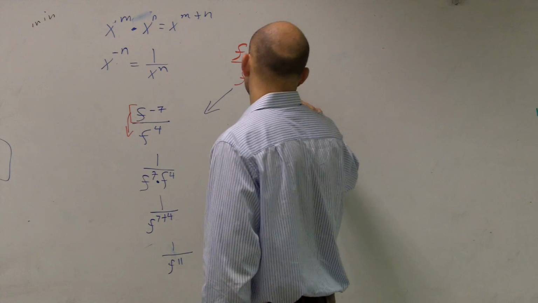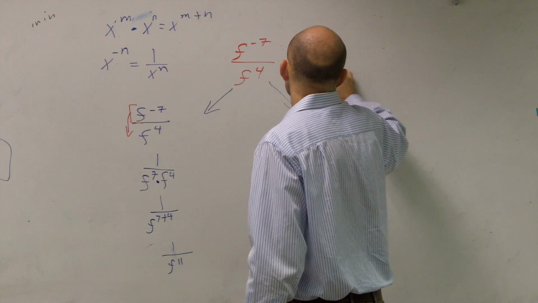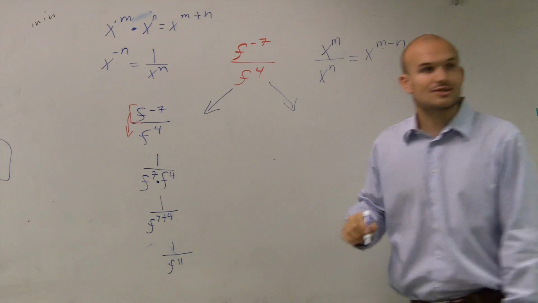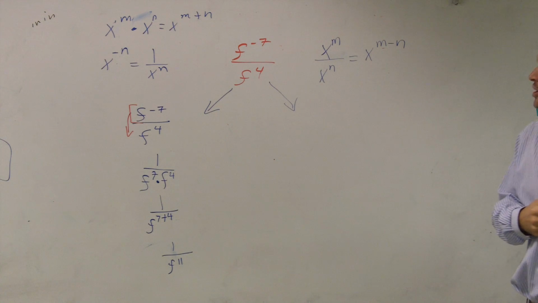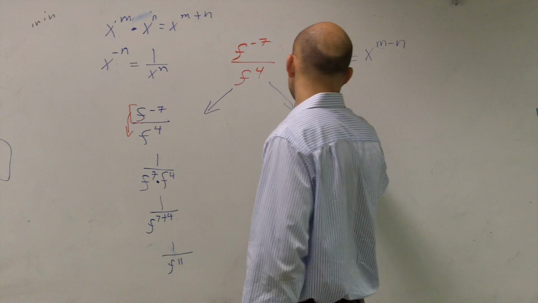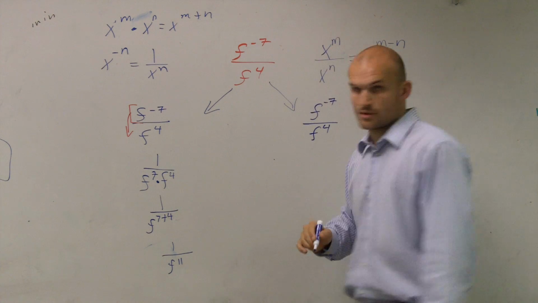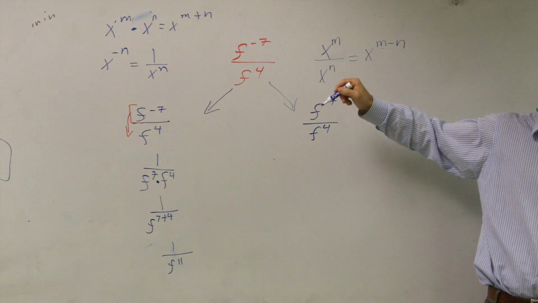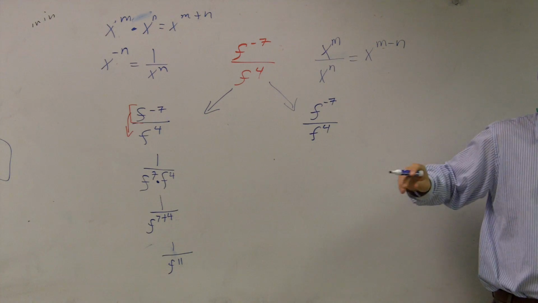Let's do it a different way. Because remember, another rule of exponents was if you took one exponent and divided by another one, that meant the subtraction of the two exponents, right? So maybe Jenna wants to do it this way. She would say, well, that's f to the negative 7th divided by f to the 4th. So what I would do is subtract.